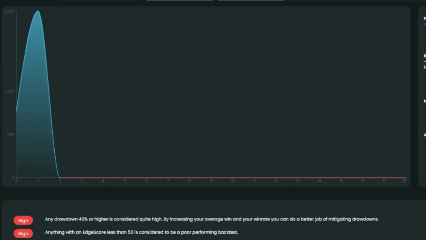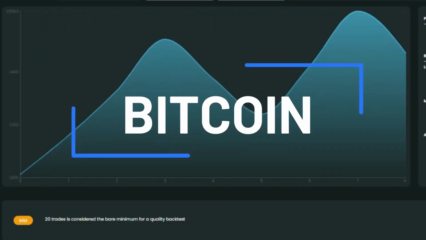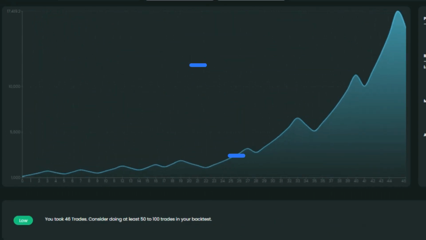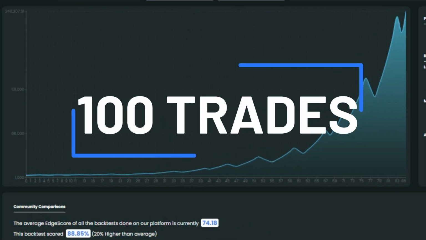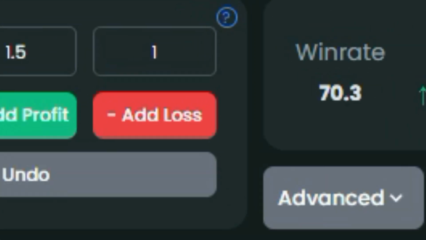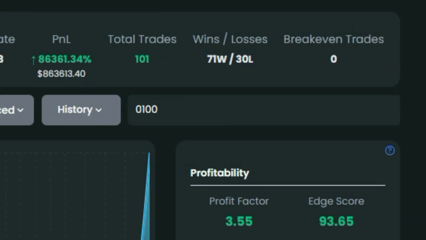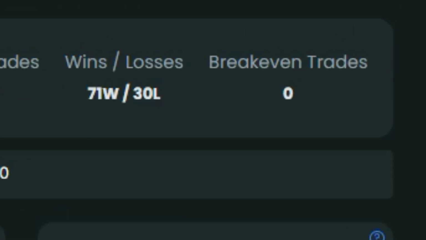Hey my friends, I backtested this strategy on the Bitcoin chart using a 15-minute time frame over a 12-week period. I did 100 trades and the strategy had a 70% win rate. That's like winning almost 3 out of every 4 trades. But here's the best part.